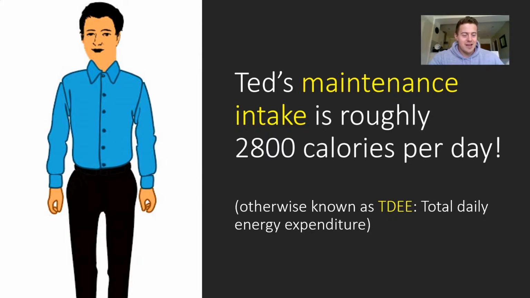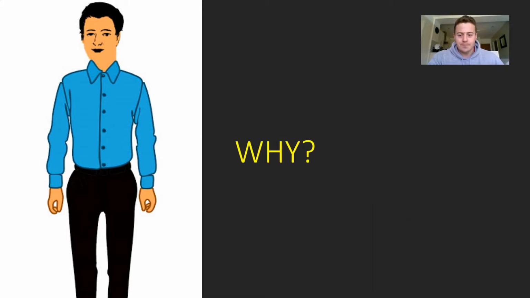This is the amount of calories that Ted needs in order to maintain his level of body weight. This is otherwise known as TDEE, which is total daily energy expenditure. It's a sciencey word which you're taught in school and university. In reality, it's the same as maintenance intake. I prefer to use the words maintenance calorie intake, because it's a lot simpler to understand. Going on about TDEE and trying to think of big words for something that's quite simple is just going to confuse people. So just look at it as your maintenance calorie intake.